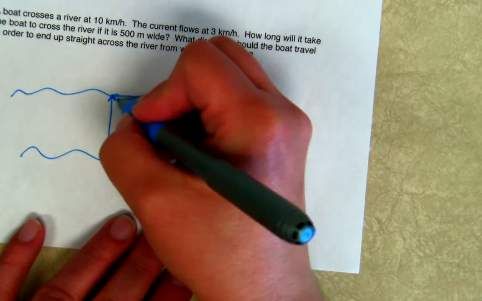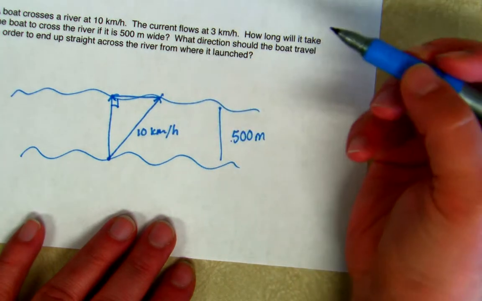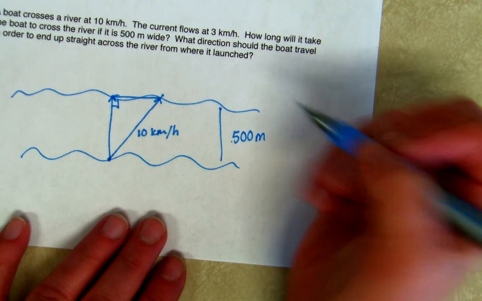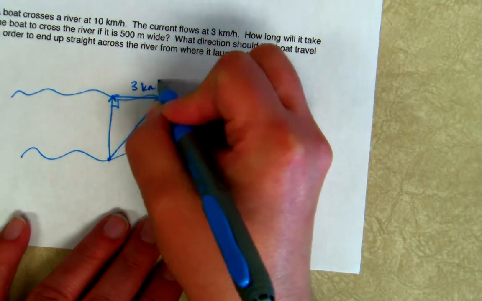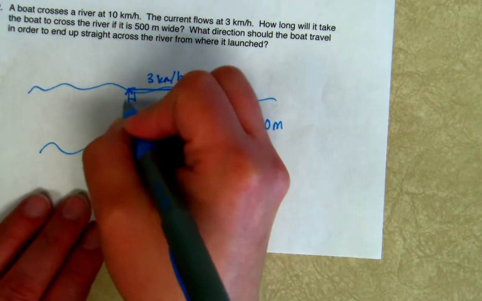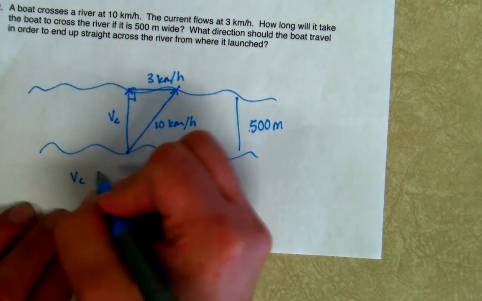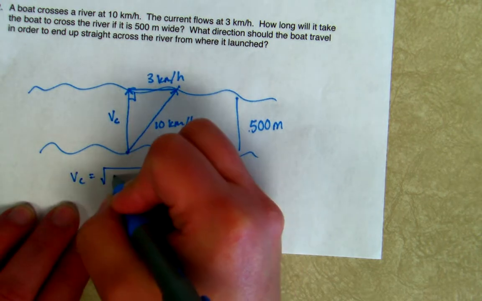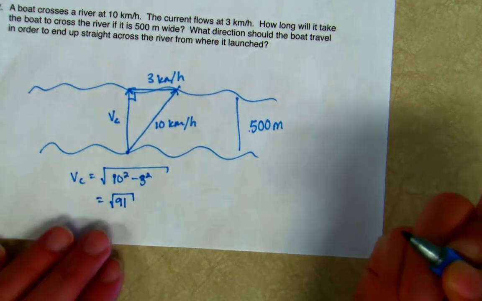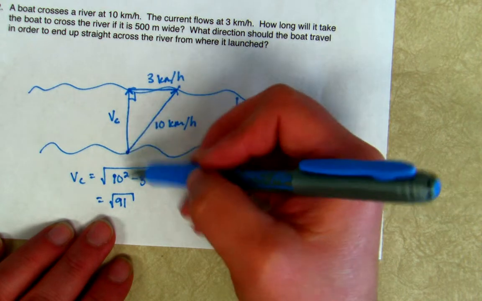Well, the problem is this 500 is straight across. The boat is actually going to end up traveling a little bit more than 500 meters. But I can figure out, this is 3. I was missing a piece of information there. I can figure out what this is using the Pythagorean theorem. So the actual velocity crossing the river straight across is going to be the root of 100, or 10 squared, minus 3 squared. So it's going to be root 91. Because 10 is the hypotenuse, so I square 10, square 3, subtract them, then root it.